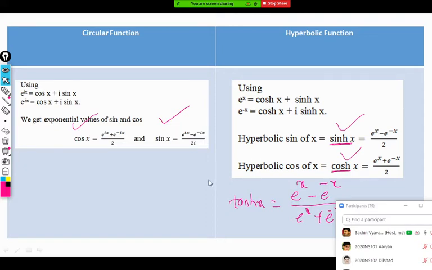If I ask you what is the formula for sec hyperbolic x, can you tell me? Sec hyperbolic x. Yes, 2 upon e to the power x plus e to the power minus x. It's the reciprocal of this. Very good. 2 upon e raised to x plus e raised to minus x. That will be the value of sec hx. That way we get all other formulas. So the important thing is that you should remember sin x, cos x, and sin hx, cos hx, and you can get all others in a similar way.